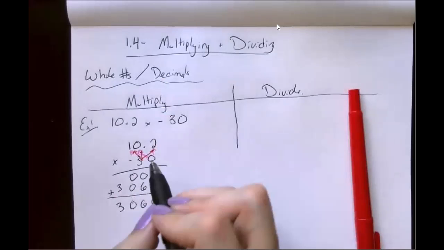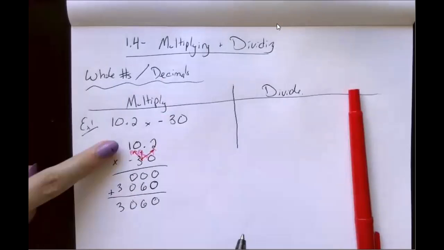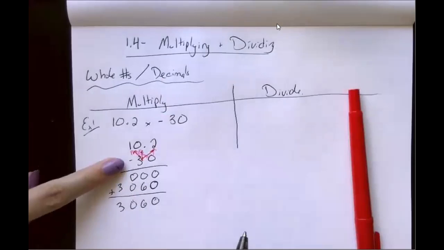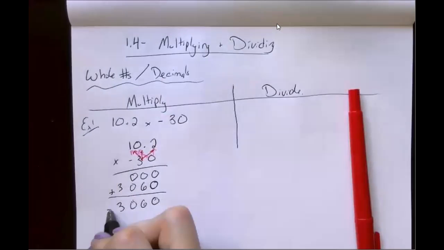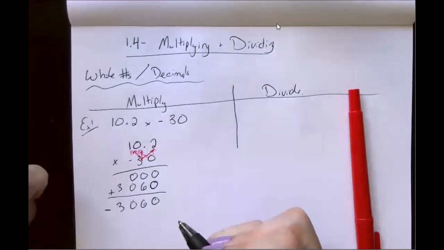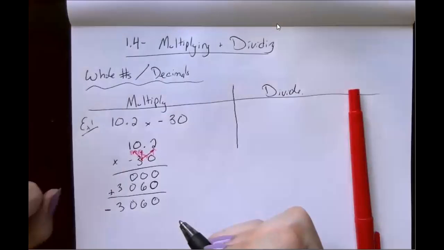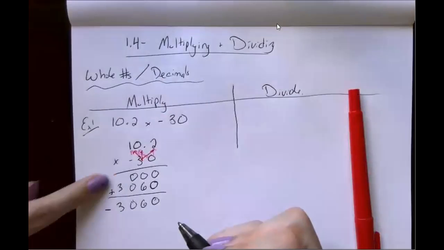Next, we figure out whether this is going to be a positive or negative number. Because we had a positive number multiplied by a negative number, our answer is negative. If you have 2 positive numbers, your answer is positive. If you have 2 negative numbers, your answer is positive. But if you have one of each, your answer is negative.